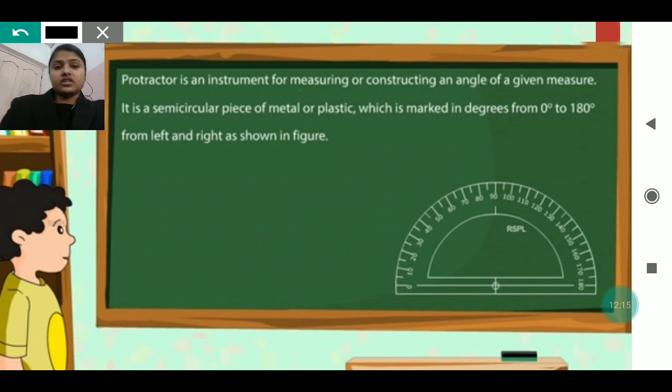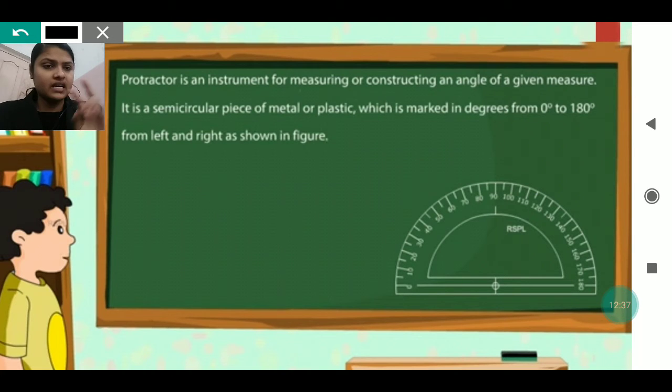See, this is very important: how we use the protractor. A protractor is an instrument for measuring or constructing an angle of a given measure. Whatever the measurement is given, accordingly we use the protractor. It is a semicircular shape, a half circle. You can see it is marked with degrees from 0 to 180.